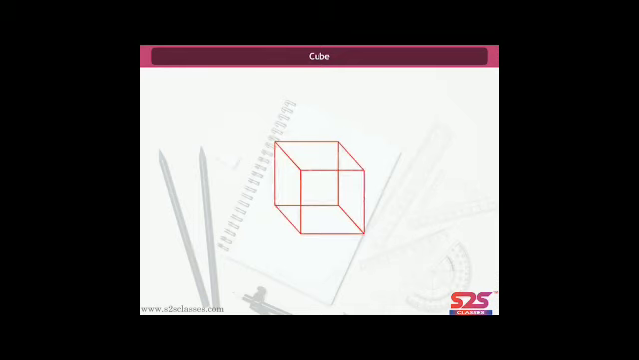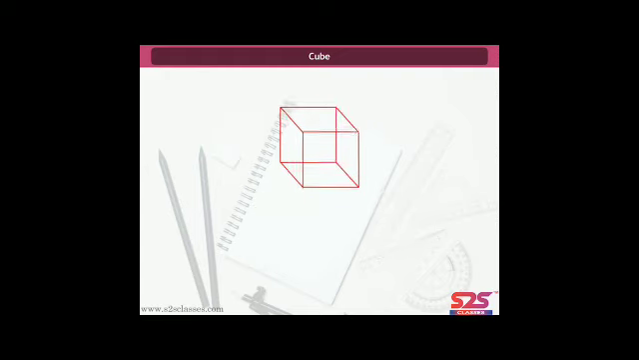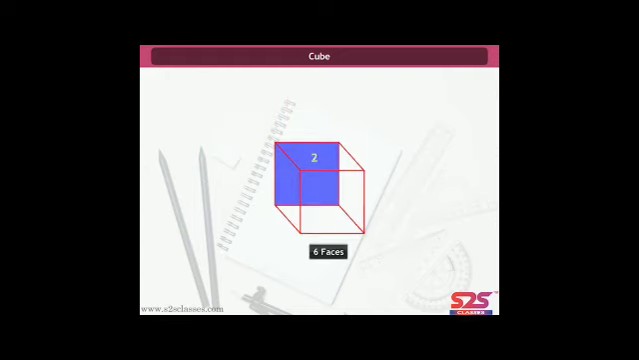Cube. Consider this 3D shape. This shape is called a cube. Examples of a cube are a Rubik cube, a dice, and sugar cubes. Each side of the cube is a flat surface called a face. Here we see that a cube has 6 faces. 2 faces meet at a line segment called an edge. There are 12 edges in a cube. 3 edges meet at a point called a vertex. Clearly, there are 8 vertices.